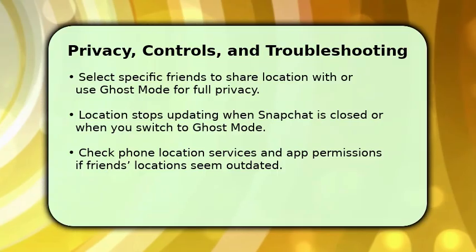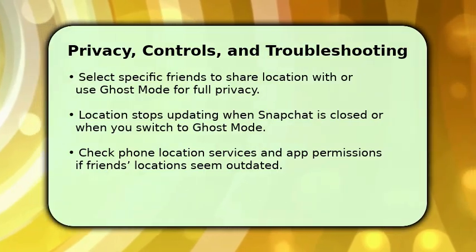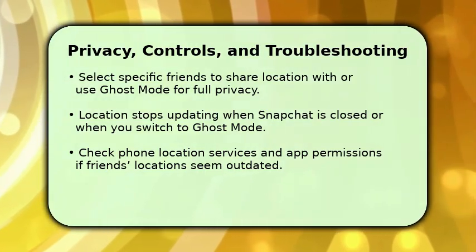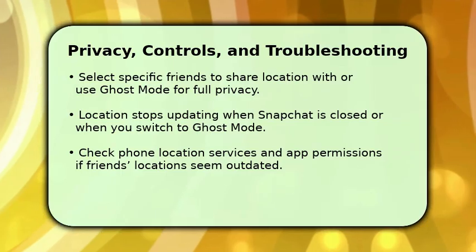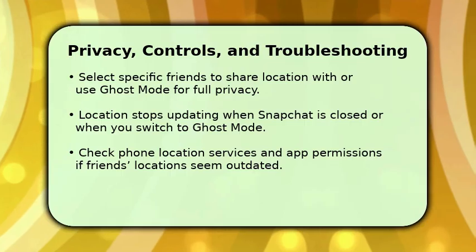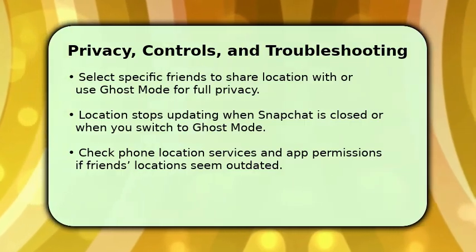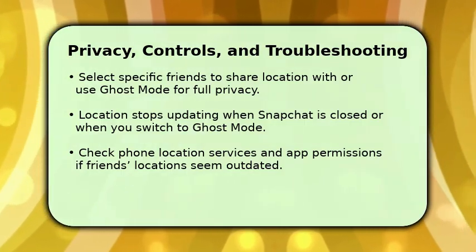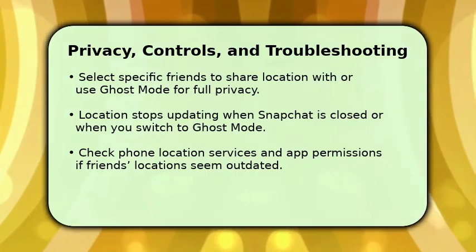Remember, location stops updating when Snapchat is closed or when you choose Ghost Mode. You can remove someone from your list to stop sharing with them immediately. If a friend's location seems outdated, ask them to open the app. Also check your phone location services and app permissions for accurate updates.